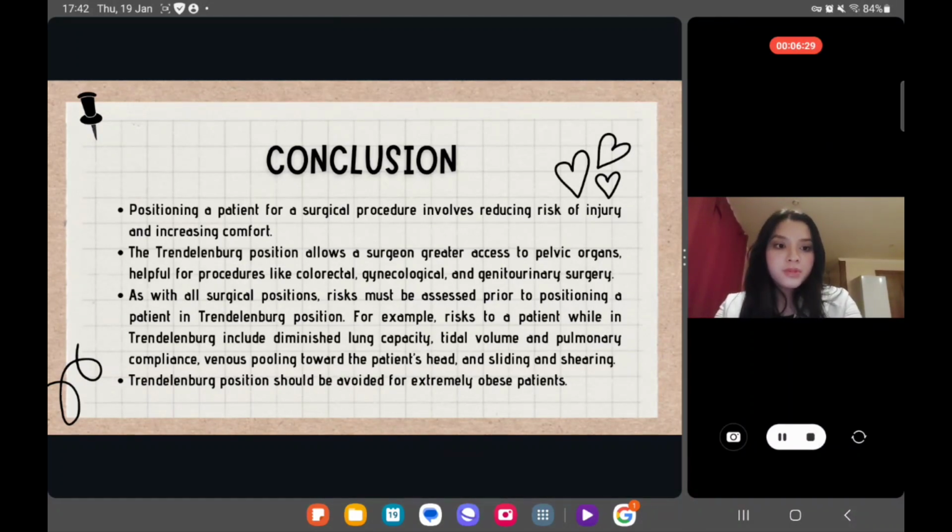For example, risks to a patient while in Trendelenburg include diminished lung capacity, tidal volume and pulmonary compliance, venous pulling toward the patient's head, and sliding and shearing. And lastly, Trendelenburg position should be avoided for extremely obese patients due to differences in pressure.